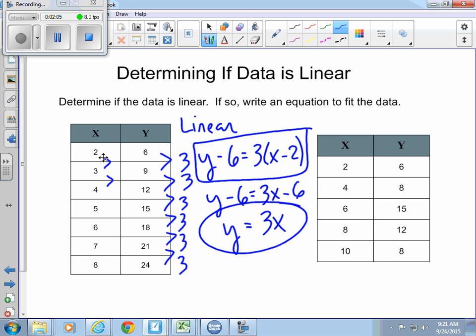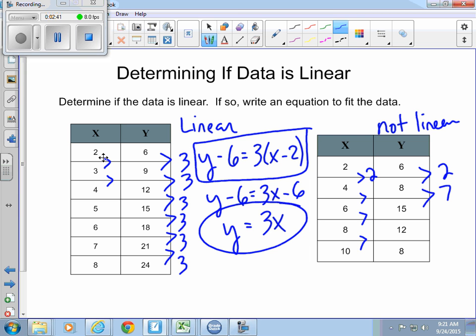The next one. Notice all of the x values are going up by 2, so I'm dividing by 2 each time. This y goes up by 2. This one goes by, okay, so that slope was 1, 2 over 2, right? This slope was 7 over 2. Is that the same? Not linear. And if it's not linear, I can't write an equation of the line because it's not a line. Any questions on that one?